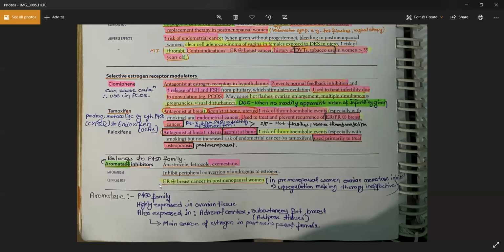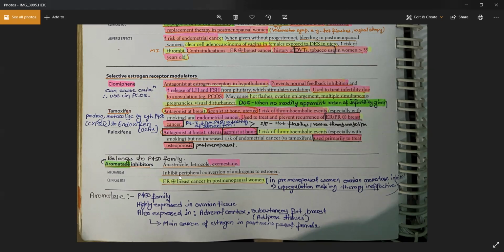So the use will be for ER positive breast cancer, because for ER positive breast cancer, you require the estrogens, right? And please note, because they only inhibit the peripheral conversion, if the patient has release of estrogen from the ovary, it cannot suppress it, right? They can only suppress the peripheral conversion of androgens into estrogen, that means via the adipose tissue only. Okay, they have no action on the ovaries.